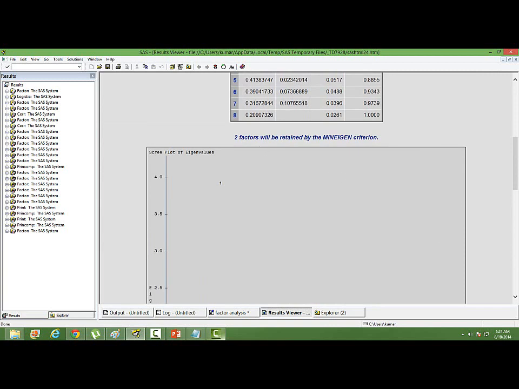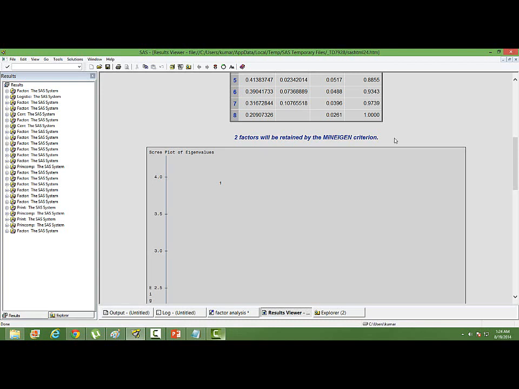It says two factors will be retained by the Minigen criteria. The interesting thing is that although it's principal component, it still says factor. There is a bit of a confusion in the terms used here. But never be confused. If you have used the principal option, always read it as components, not factors. Although it is written that two factors, it's actually components.